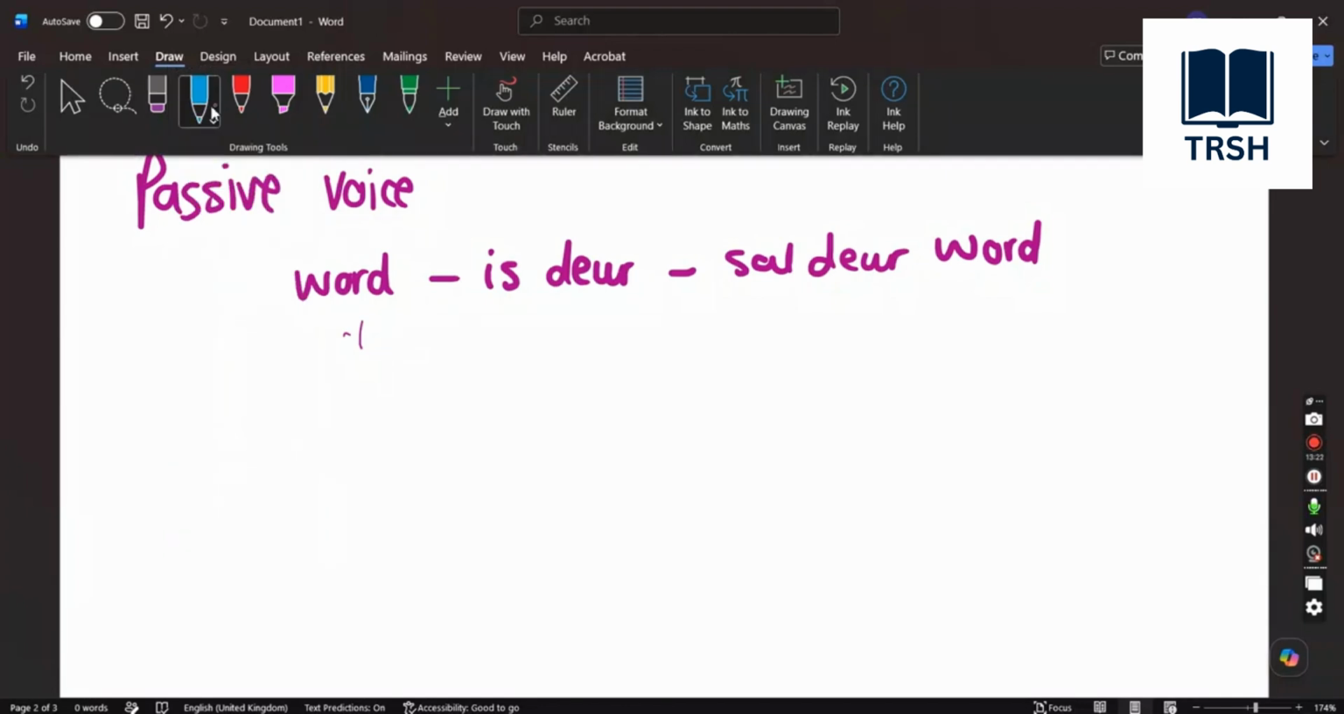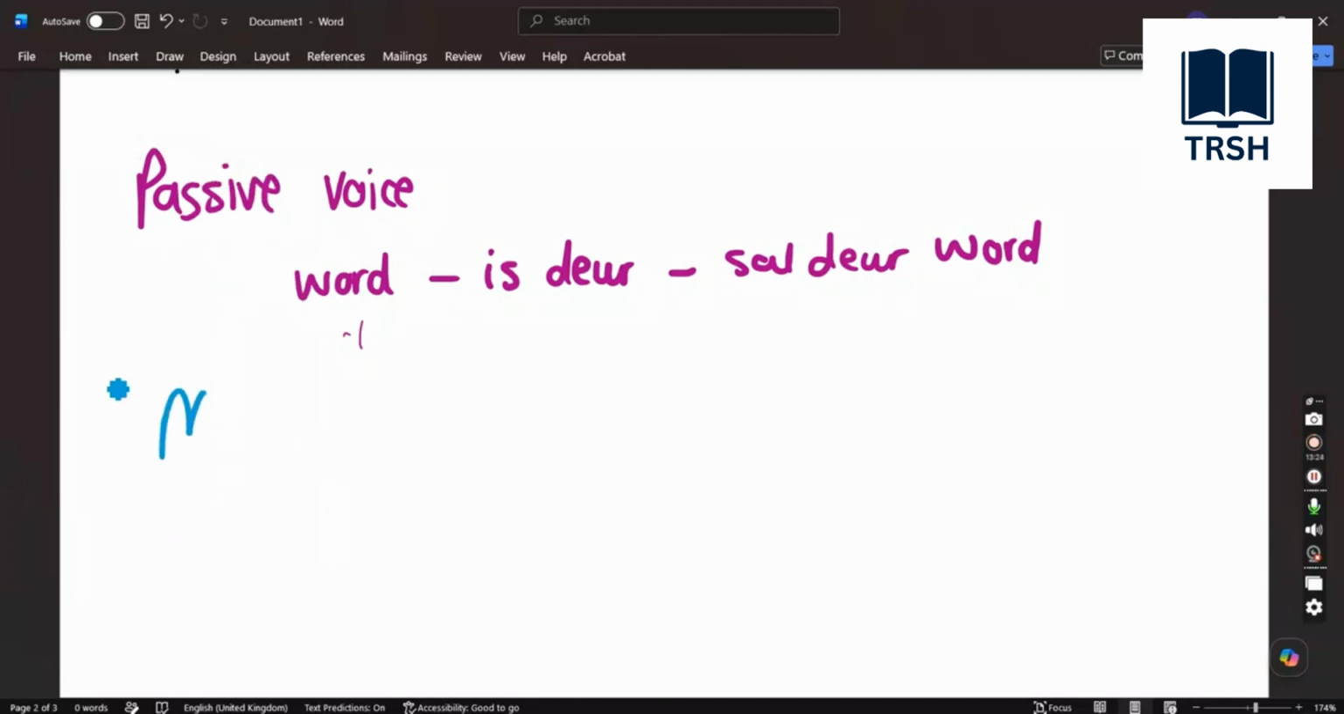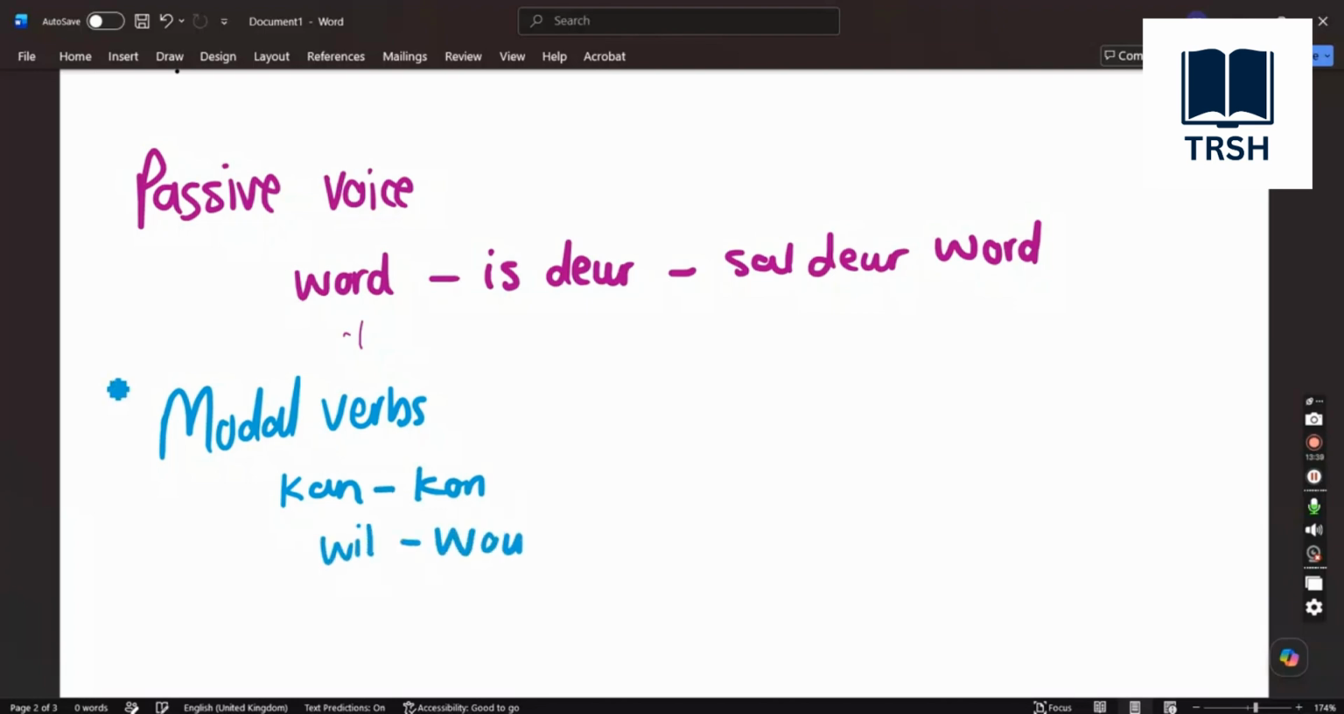Then another scenario would be your modal verbs. Okay, so this is when we're talking about things that can change. So let's say we have kan, it will change to kon. If we have wil, it will change to wil. Moet will change to moes. And then your mag will stay the same. Okay, so these are some examples.